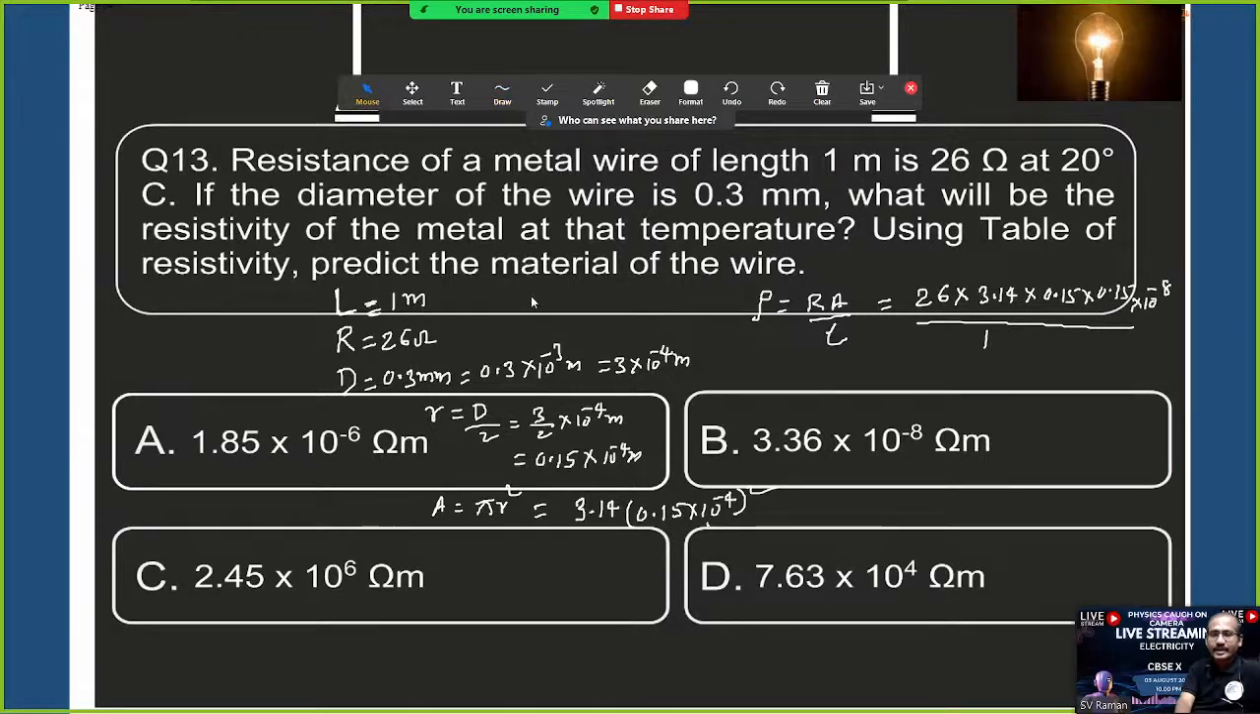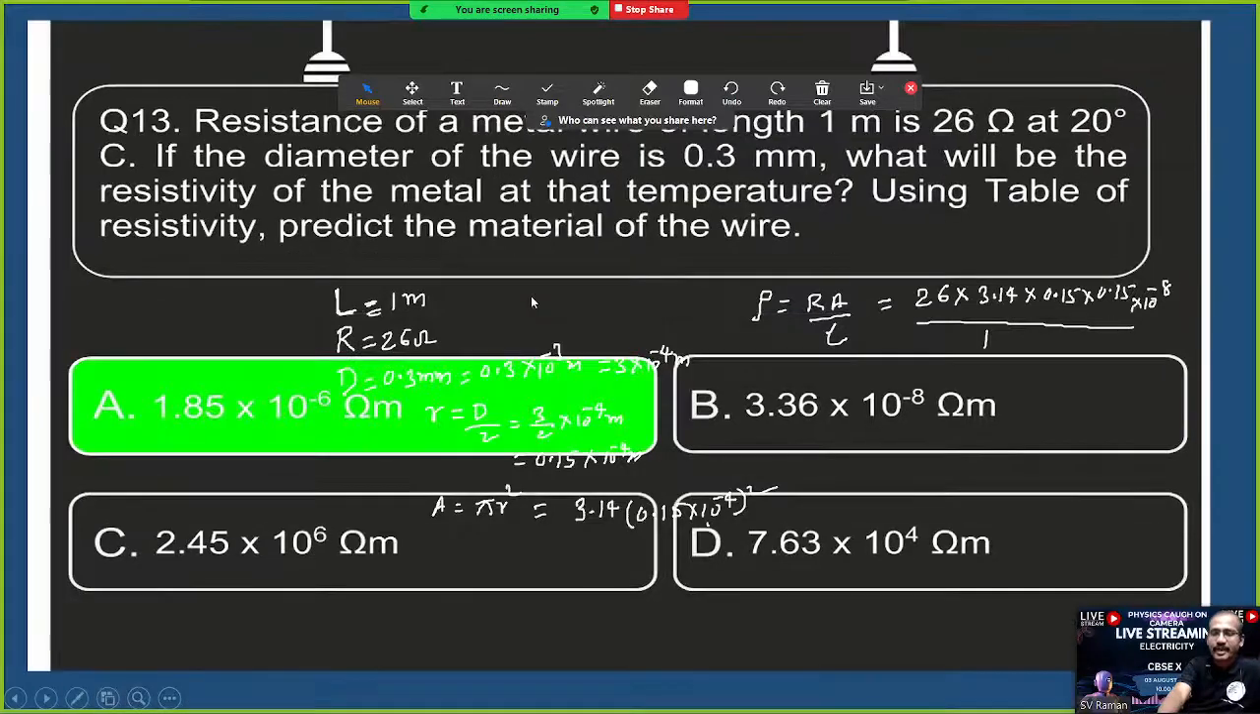Okay, we need to simplify. Then how much value is coming? That is 1.85 into 10 to the power of minus 6. So this is the way we need to solve the answer. I guess physics numericals are feeling easy to students.